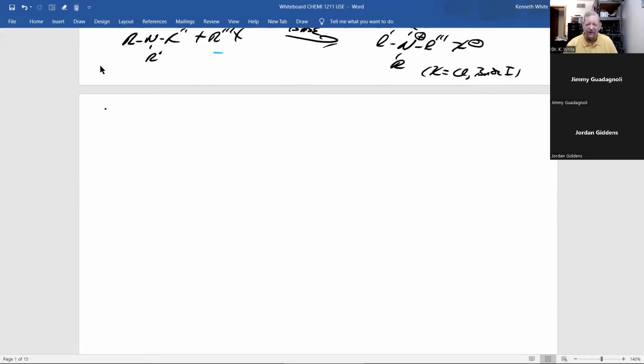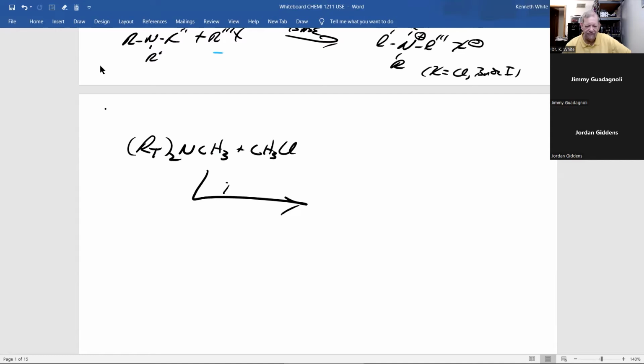Now, there's one more quaternary ammonium salt reaction I'd like to show you that's very, very, very dear and near to my heart. And R sub T is called a tallow group, or also known as tallow-alkyl. It has 16 to 18 carbons with and without a double bond. And first, I'll let you do that reaction, and then I will.